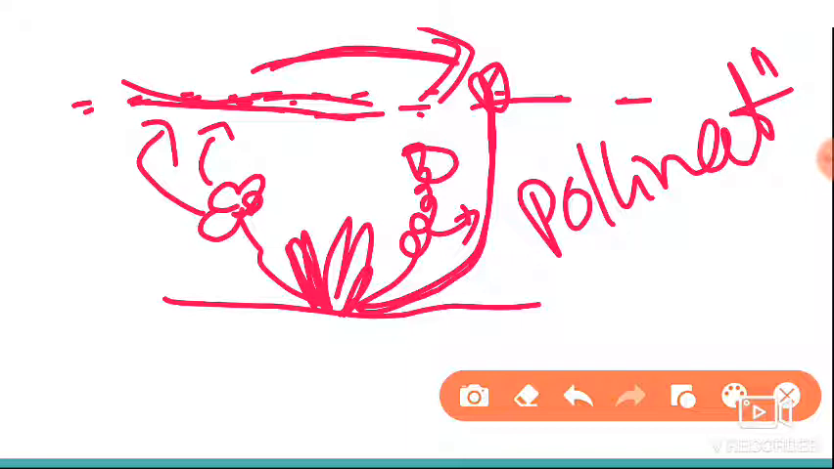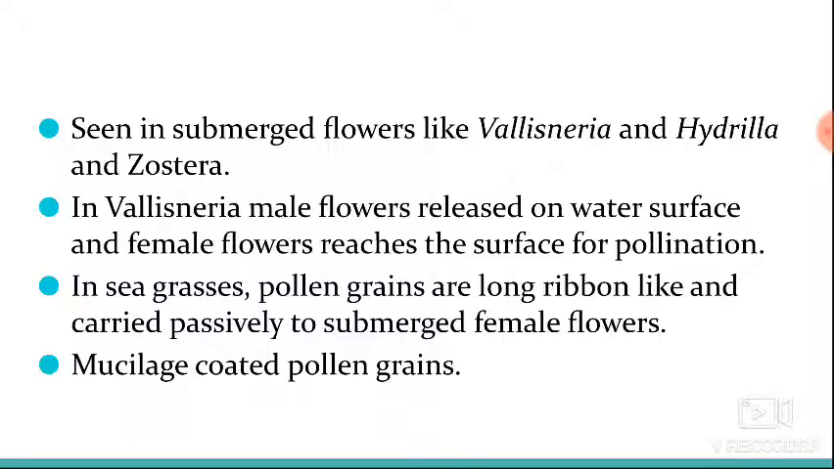And coming to the next one, that is in case of Zostera, or what we call seagrass. How does the pollination occur in case of seagrass? Here, this is simple. This is simple here. You can find in seagrass, what happens?